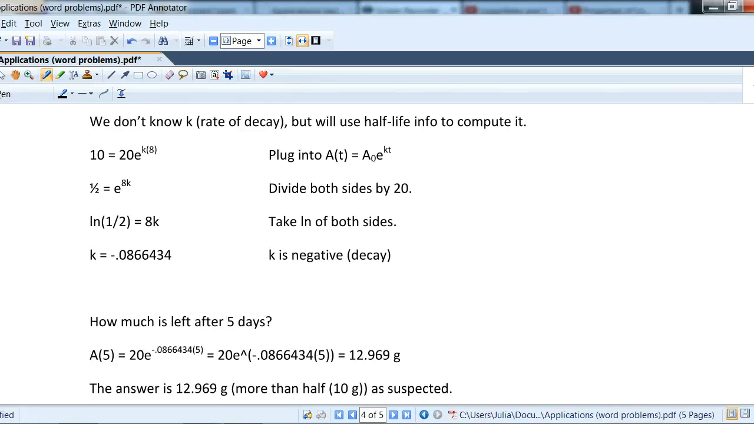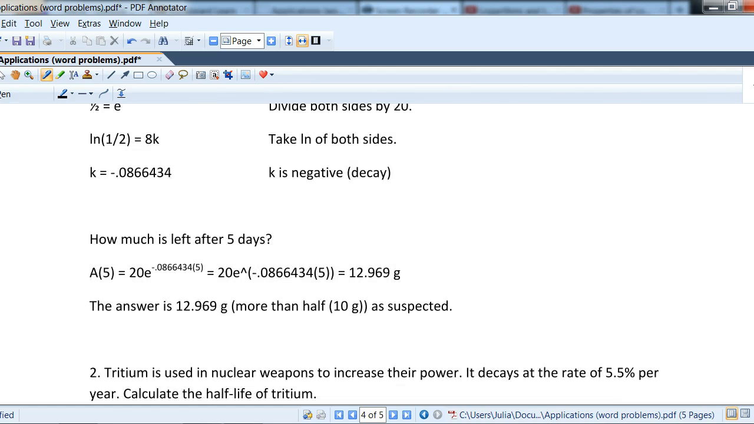How much is left after 5 days? Now that we have the K, we can plug in the 5 and we get, it does correspond to what we suspected, about 12.969 grams. It's a little bit more than 10, which is good.